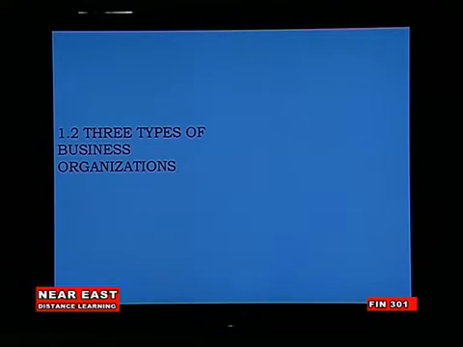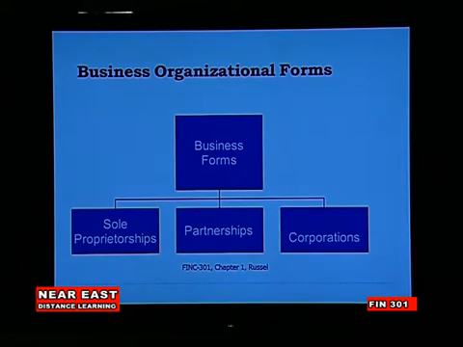Now, the second section in this chapter: types of business organization. There are three types of business organizations. The first, sole proprietorships. Second, partnerships. Third, corporations. To understand each form, we will define it and talk about the main advantages and disadvantages of each form.